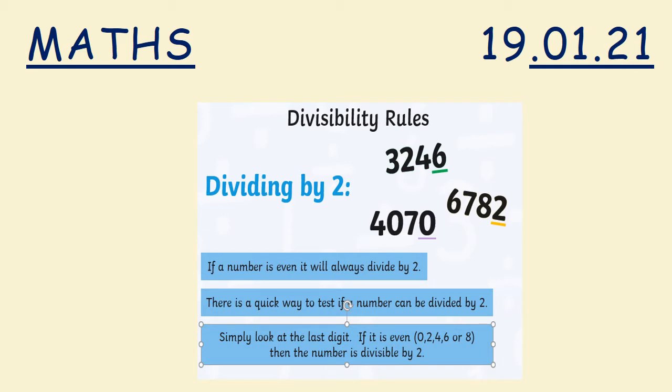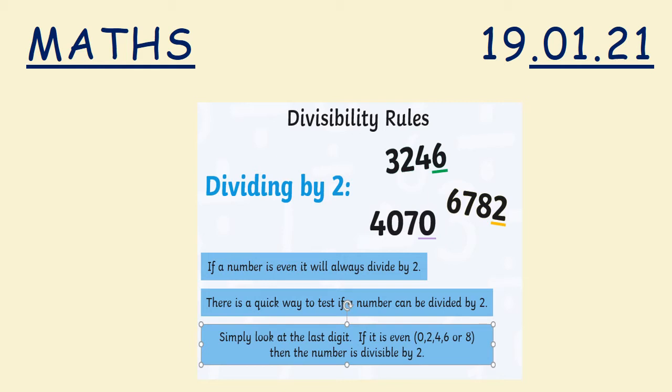Here are some examples to help you. When we divide by 2, if a number is even, it will always divide by 2. There is a quick way to test if a number can be divided by 2. Simply look at the last digit. If it is an even number ending in 0, 2, 4, 6, or 8, then the number is divisible by 2.